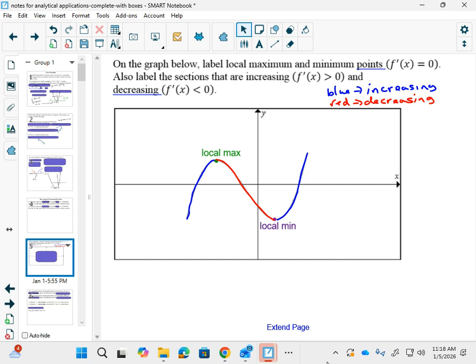So if you have this cubic graph, the blue parts are where the graph is increasing and it hits a maximum. And anytime you change from increasing to decreasing, you will hit a local maximum. And then when it changes from decreasing back to increasing, we hit a local minimum.